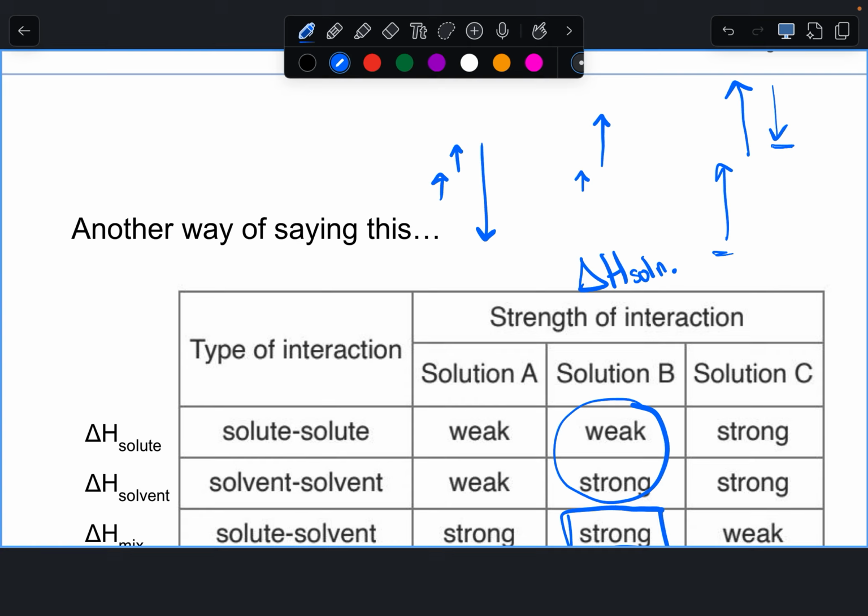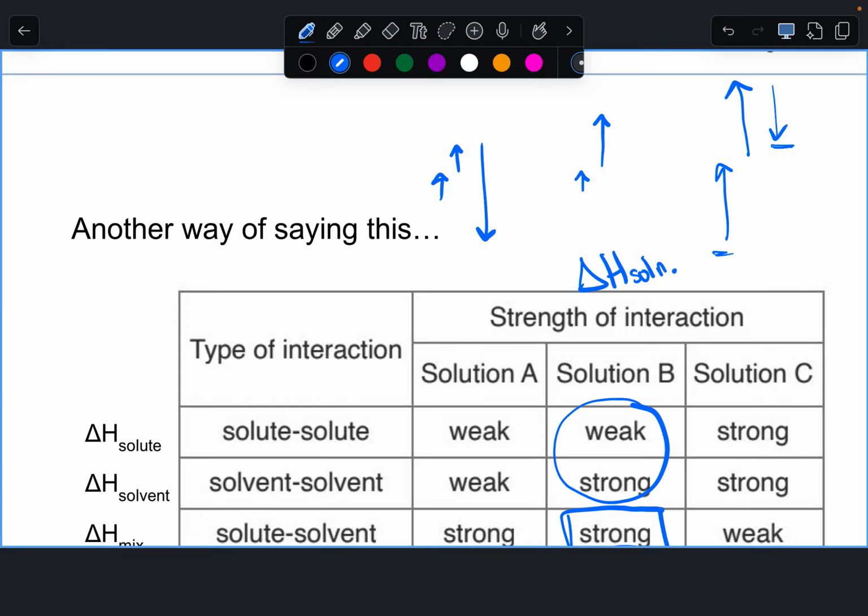Well, we just did the sodium chloride example and said, oh yeah, it takes a lot of energy to break sodium chloride apart. It's a strong solute-solute interaction. It takes a lot of energy to break the water apart, the solvent-solvent interaction. But in the case of sodium chloride, it releases a lot of energy too. So that's why that one in particular is soluble.